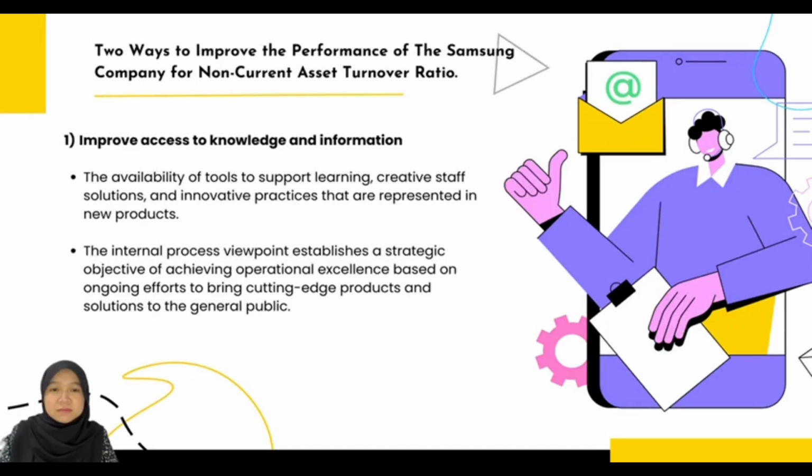My name is Nur Alia Maisara binti Zulkifli. Next is ways to improve the performance of the Samsung company for the non-current asset turnover ratio. Since the ratio computation shows a rise from 2021 to 2022, we can deduce that Samsung is managing its non-current assets well. In general, we know that Samsung regularly updates its products, which is wonderful.